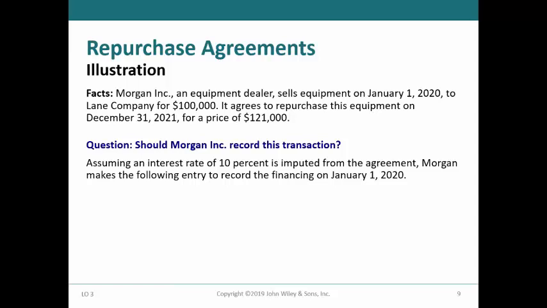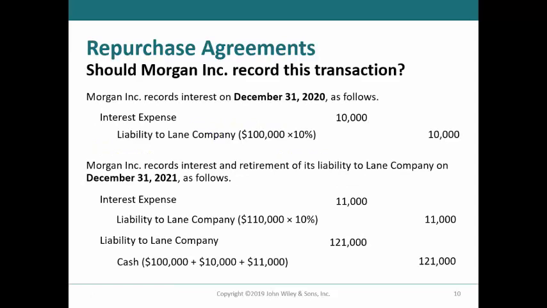Morgan would record the receipt of the $100,000 in cash by debiting cash and crediting liability to Lane Company for $100,000. At December 31st, 2020, Morgan would record the interest expense on the loan by debiting interest expense and crediting liability to Lane Company for $10,000.